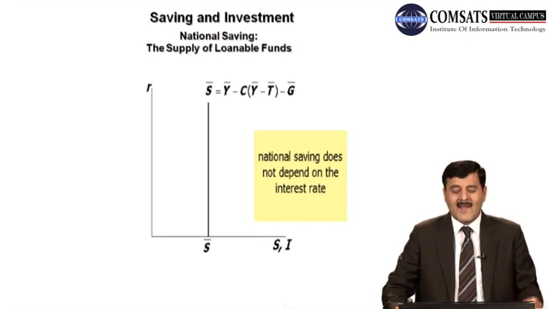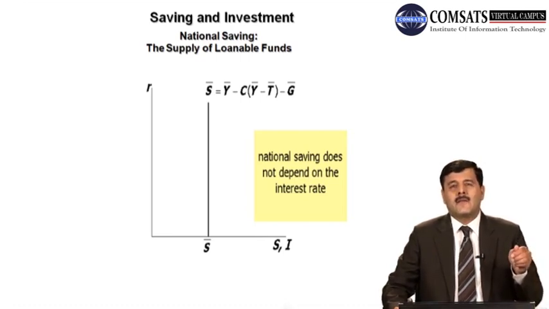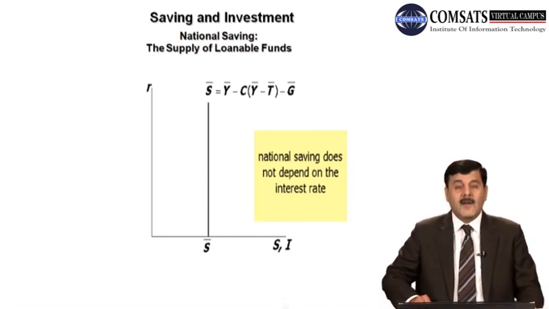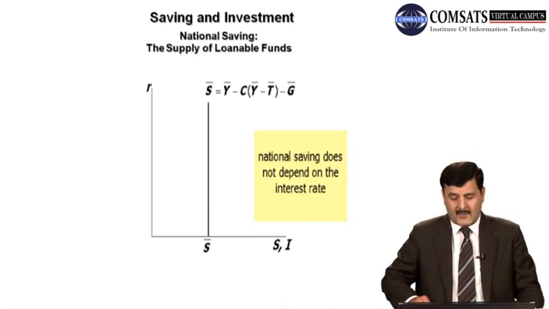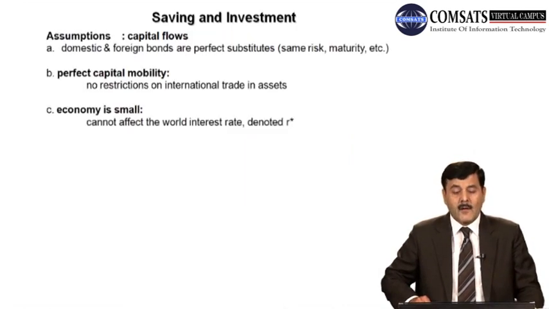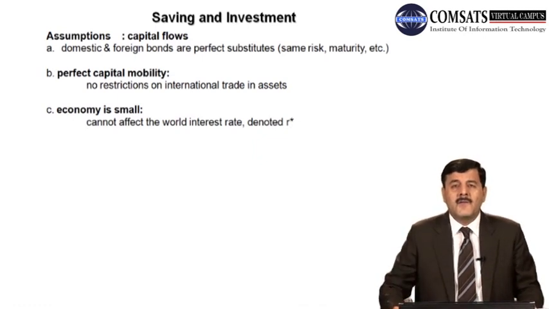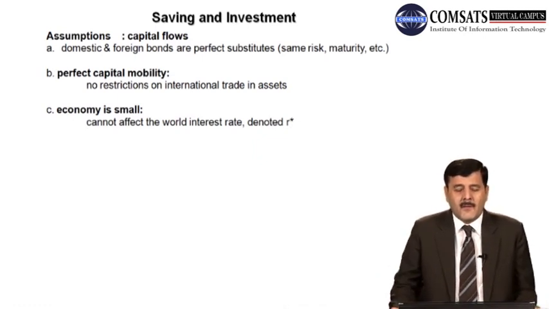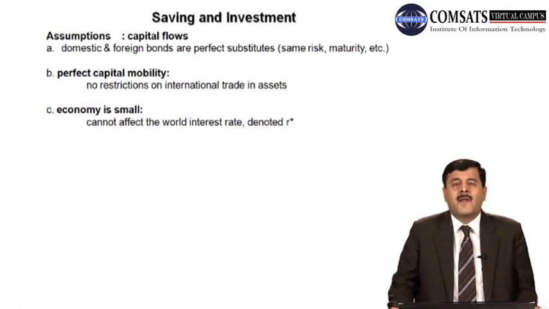So we can say that the saving or the supply of loanable funds is given to us, and that is why we get the vertical curve which you can see in front of you. Now we will continue this saving and investment phenomenon and try to bring the demand curve.